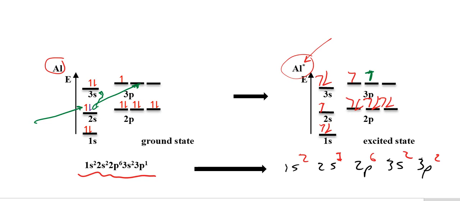The way you can recognize it on a test or something like that, if you're a student, is you look right there and you say, hey, that 2s isn't full and I've got electrons up here. That must be an excited state.